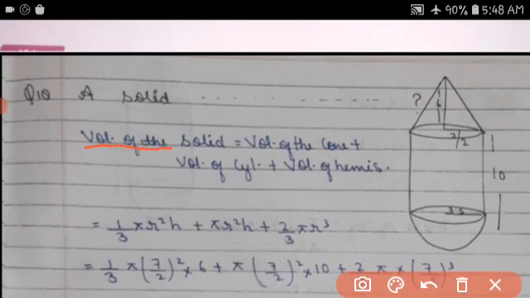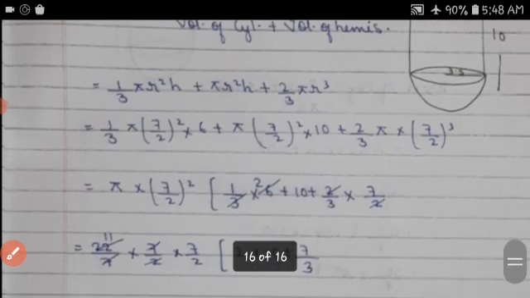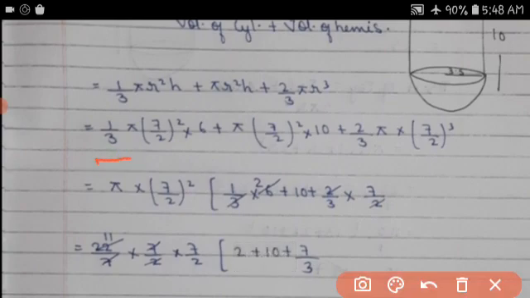Volume of the solid is equal to volume of the cone plus volume of cylinder plus volume of hemisphere. Now volume of the cone equal to 1 upon 3 pi r square h, volume of the cylinder pi r square h, volume of the hemisphere 2 by 3 pi r cube. Now put here the values: 1 upon 3 into pi into 7/2 whole square into 6, pi 7/2 whole square into 10, 2/3 pi into 7/2 whole cube. Now common pi into 7/2 whole square. Now bracket 1/3 into 6 plus 10 plus 2/3 into 7/2.